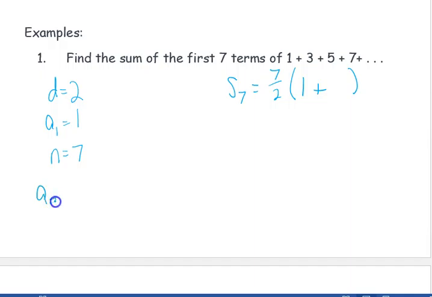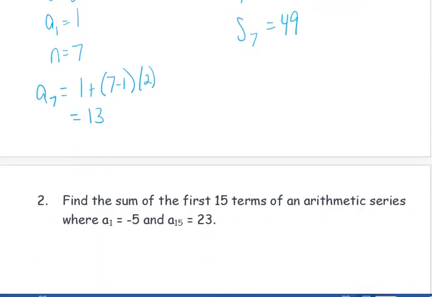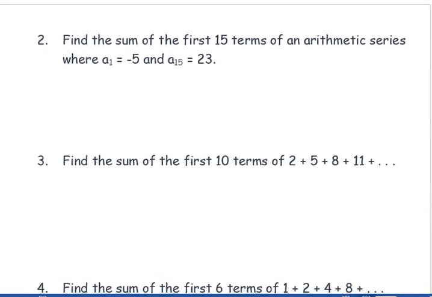I don't know a sub 7, so I need to find it using the formula from the previous lesson. a sub 7 equals a sub 1 plus (n minus 1) times d, so 7 minus 1 times d. If I do that calculation, I get 13. So a sub 7 is 13. I can now plug it in, and my sum is going to be 49. And we'll move to our next example.